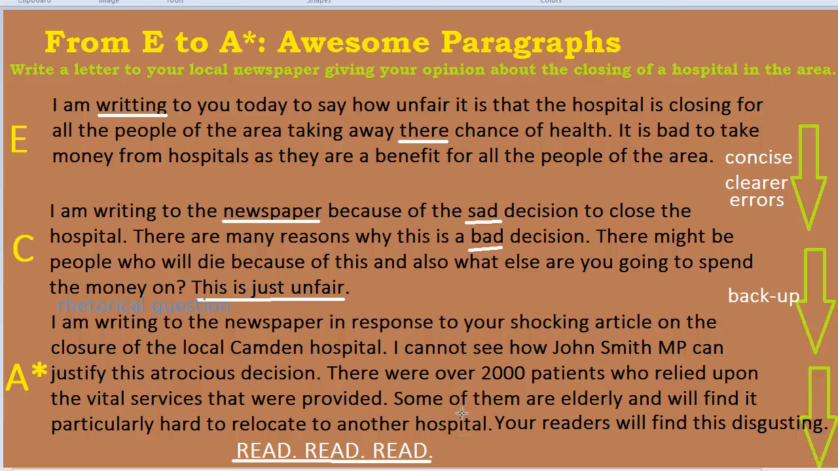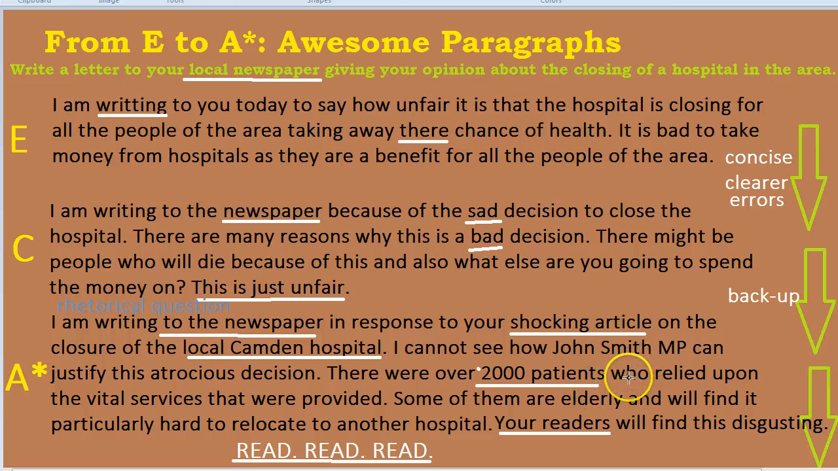First of all, they've really focused on how they're writing to a newspaper. They're answering the question directly. Not only, like with the C-grade paragraph, have they mentioned that they're writing to a newspaper, they've also talked about the newspaper's readers. They're making it realistic. They've talked about an article that they read. Second of all, they've given a lot more detail. They've given what their local area is, Camden. They've talked about how many patients are affected by this decision.